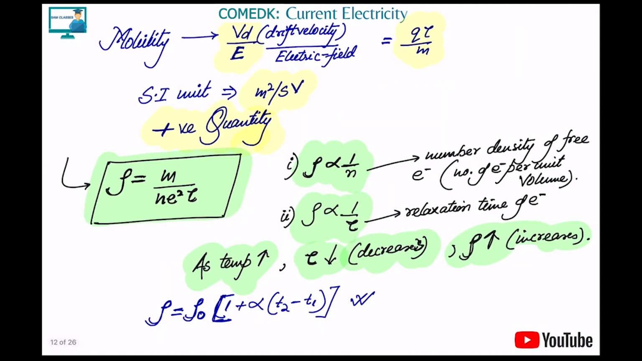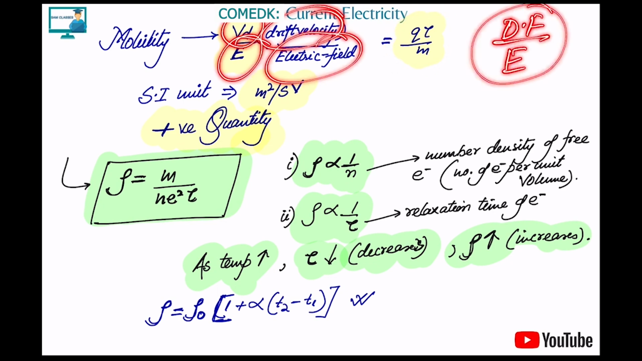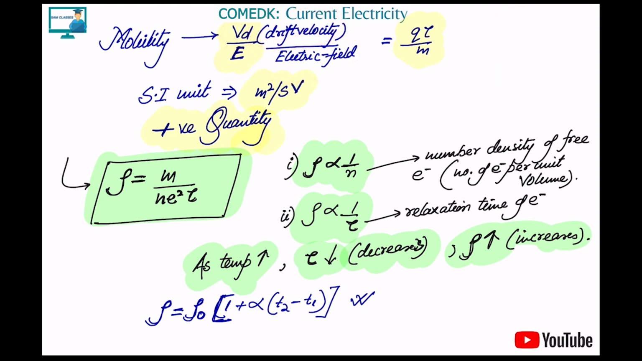Clear? Now coming to mobility. Mobility also they'll ask. What is mobility? Drift velocity by electric field. Directly, mobility is drift velocity Vd by E. That's it. Okay. So next, resistivity is equal to m by n e² τ.